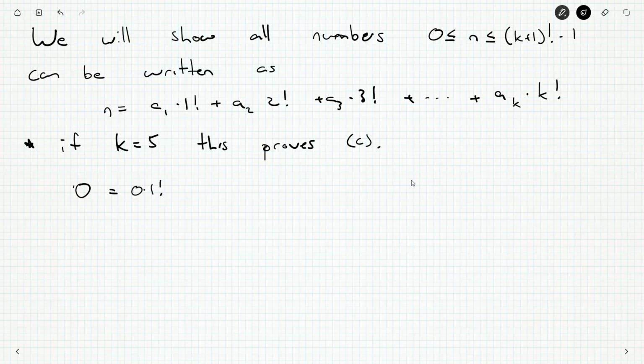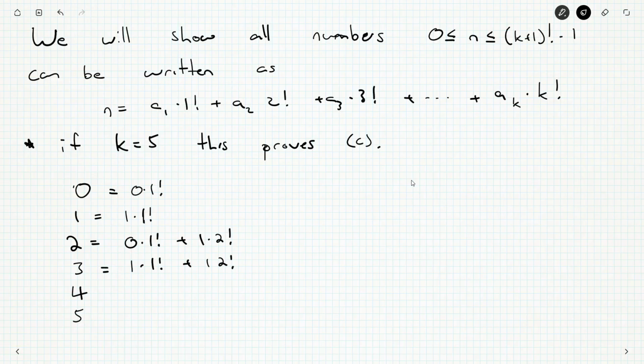0 is 0 times 1 factorial. 1 is 1 times 1 factorial. Okay? But the second I want to go to 2, I've got to go to 0, 1 factorials, and 1, 2 factorial. And then we go to 3, that would be 1, 1 factorial, and 1, 2 factorial. And then we go to 4, 5, and you can notice a pattern, the 1s are alternating. But the second I want to go to 6, well, I can't do 3, 2 factorial, that's too big.